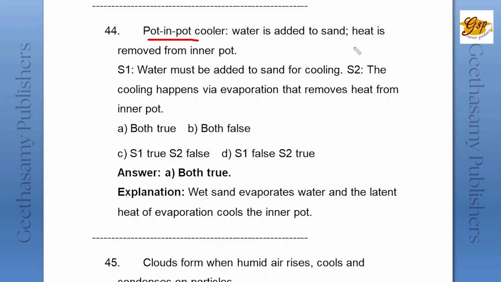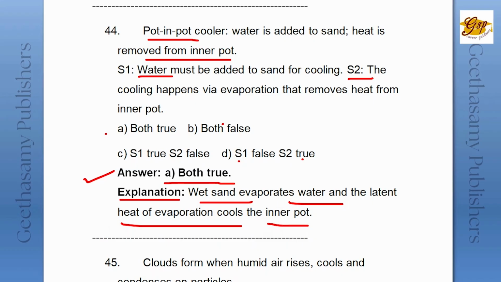44th question, the pot in pot cooler. Water is added to sand. Heat is removed from the inner pot. Statement 1, water must be added to sand for cooling. Statement 2, the cooling happens via evaporation that removes heat from the inner pot. Both are true, both are false, S1 true, S2 false, S1 false, S2 true. The correct answer is both are true. Explanation: wet sand evaporates water and the latent heat of evaporation cools the inner part. So both the statements are true.